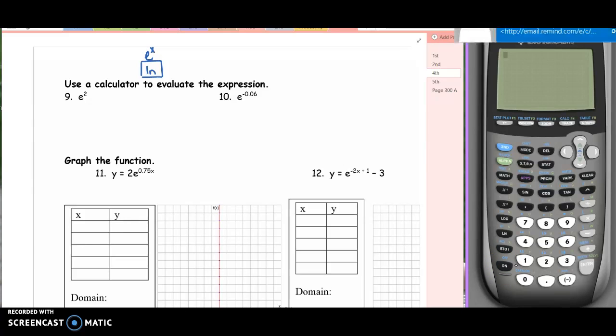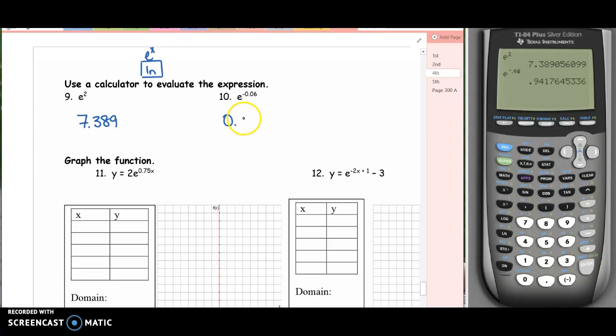So to calculate e to the second, you would do second button, find your ln button to get your e, and then punch in your exponent of 2 and hit enter. You should get 7.389. Now try e to the negative 0.06 and make sure that you're getting the correct number for that.